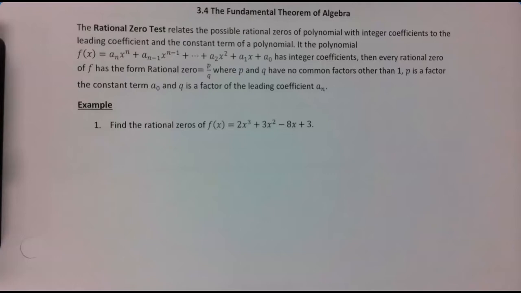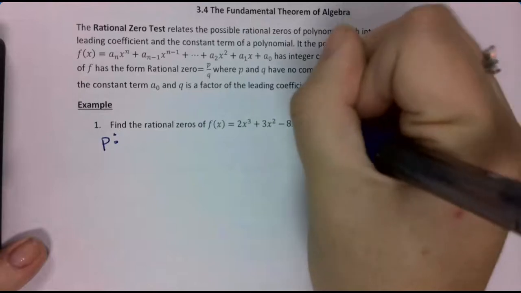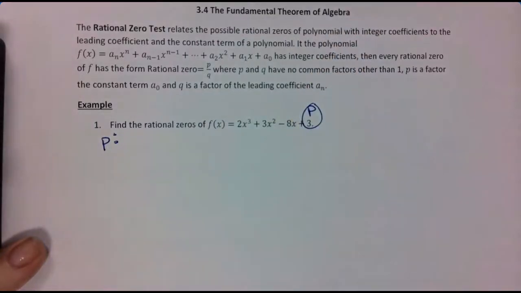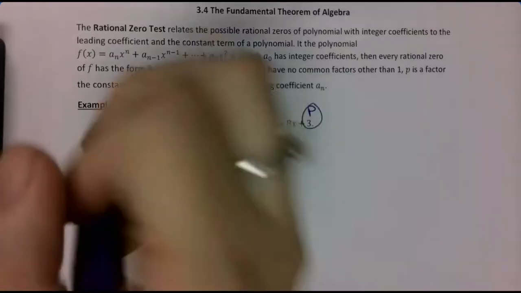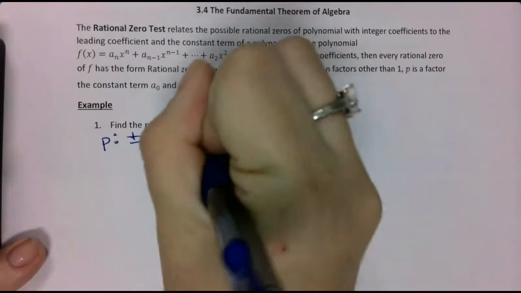So what I want to do here is I first want to find my factors of p. P is my end number. So what are my factors of 3? 1 and 3. And what I'm going to do is plus and minus 1 and plus and minus 3.